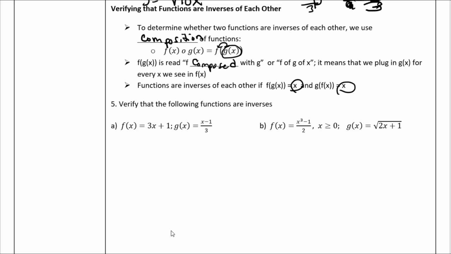So these are my two functions. Now we want to know if they're inverses. So we're going to do two things. We're going to do f of g of x first.